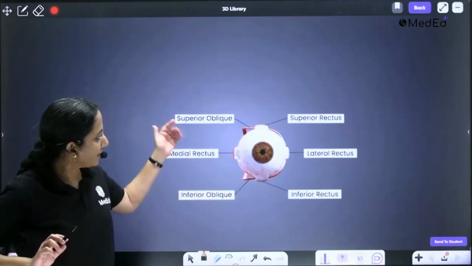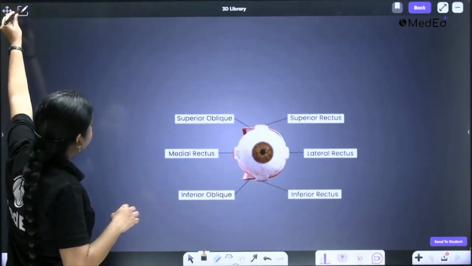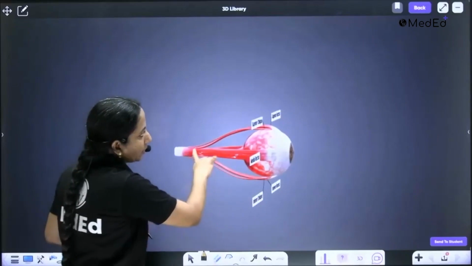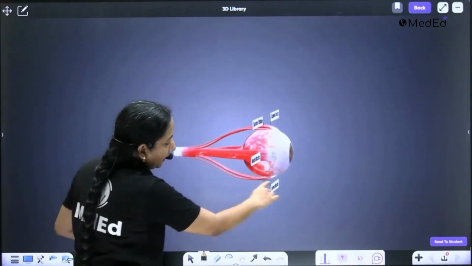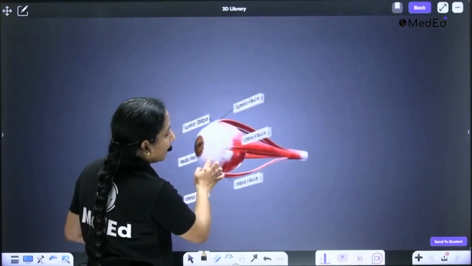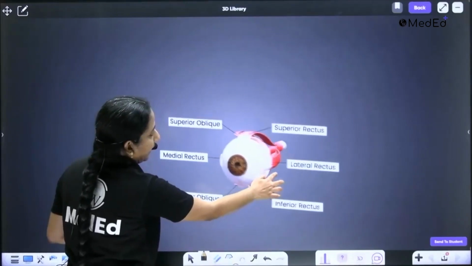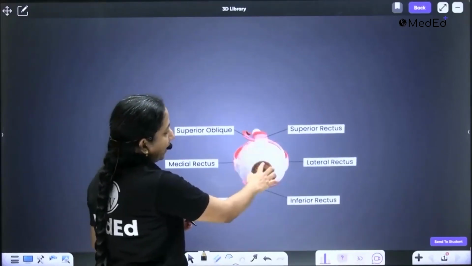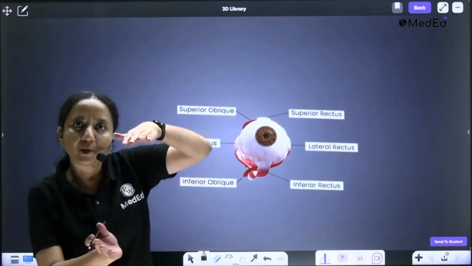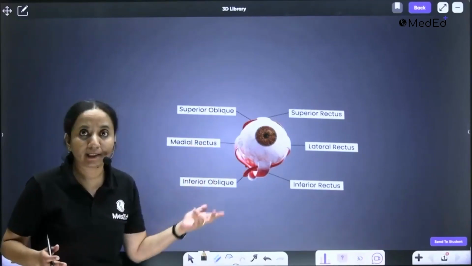Let's just go over this once more. They are arising from the apex of the orbit, superior rectus above, inferior rectus below, medial rectus on this side and lateral rectus on the other side. So they are coming, and see how they are getting inserted into the sclera here at different distances from the limbus, forming what is called the spiral of Tillaux. I hope you have understood how these muscles are oriented. These are our rectus muscles.